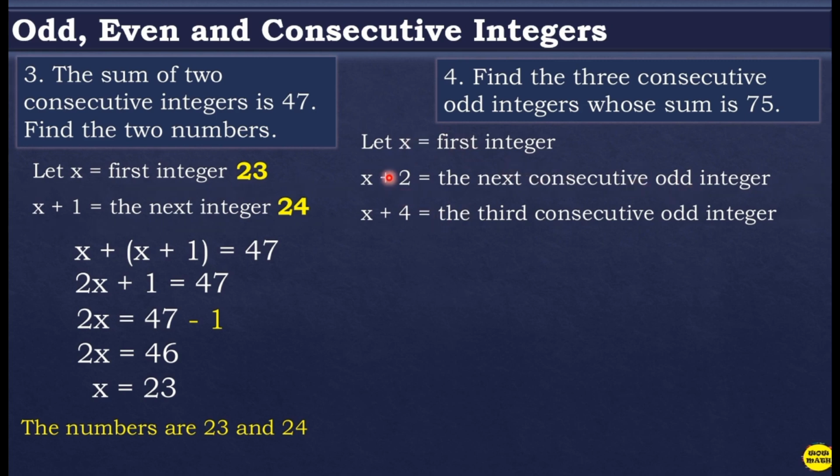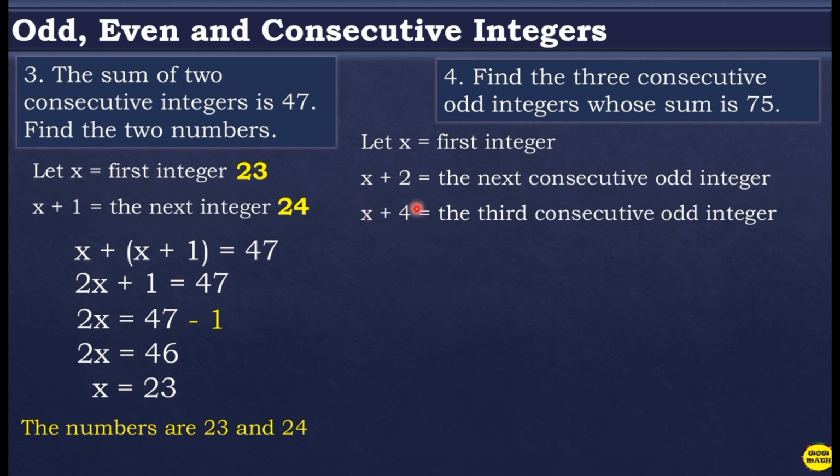Now, how are we going to get the next consecutive odd integer? For example, the first number is 1. The next consecutive odd integer is 3. How will you get 3? What are you going to do to 1 to get 3? All we do is add 2. So if the first number is x, in order to get the next consecutive odd integer, we just add 2 to the first number. That is why we have here x plus 2.